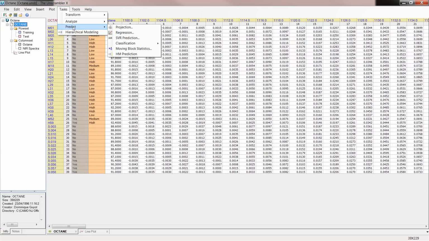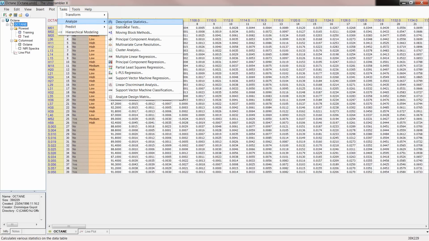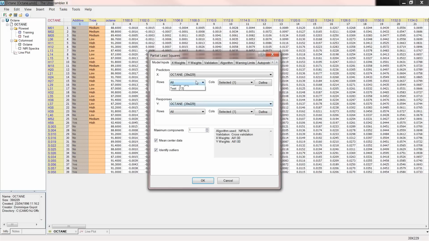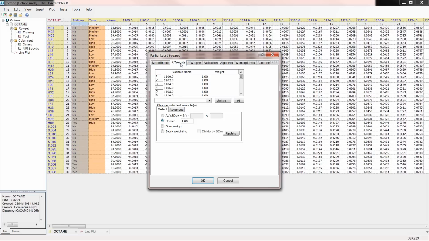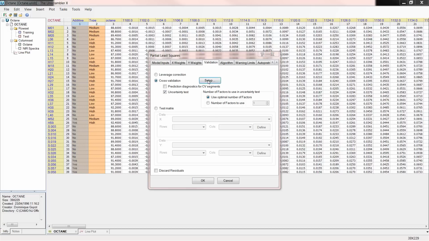So let's just do a regression on this now. Training set, spectra, and octane. In this case, in spectral data, we don't really weight variables because everything's on the same scale, and the variability that we see on those as they're changing actually has real meaning.